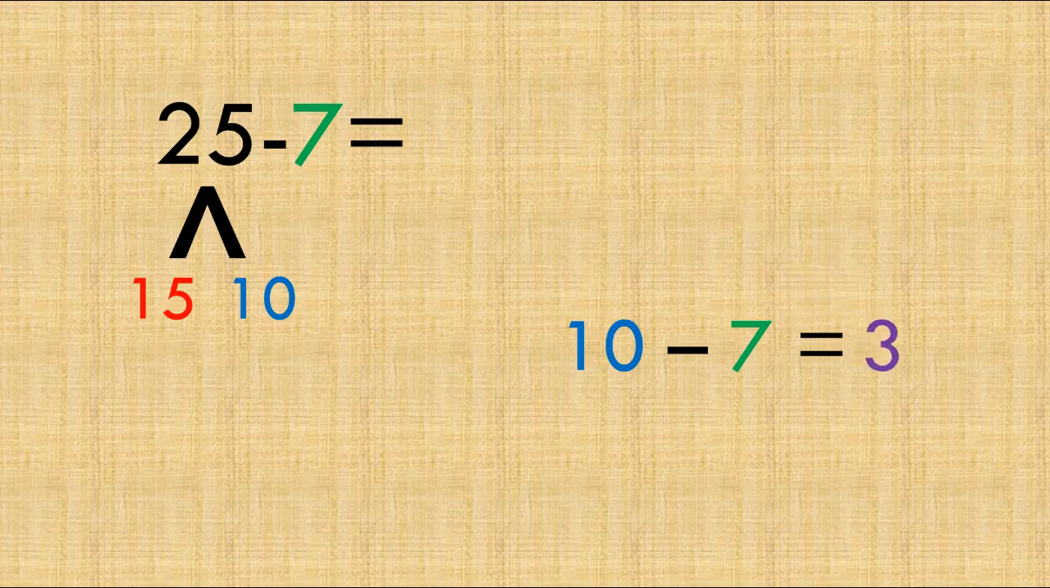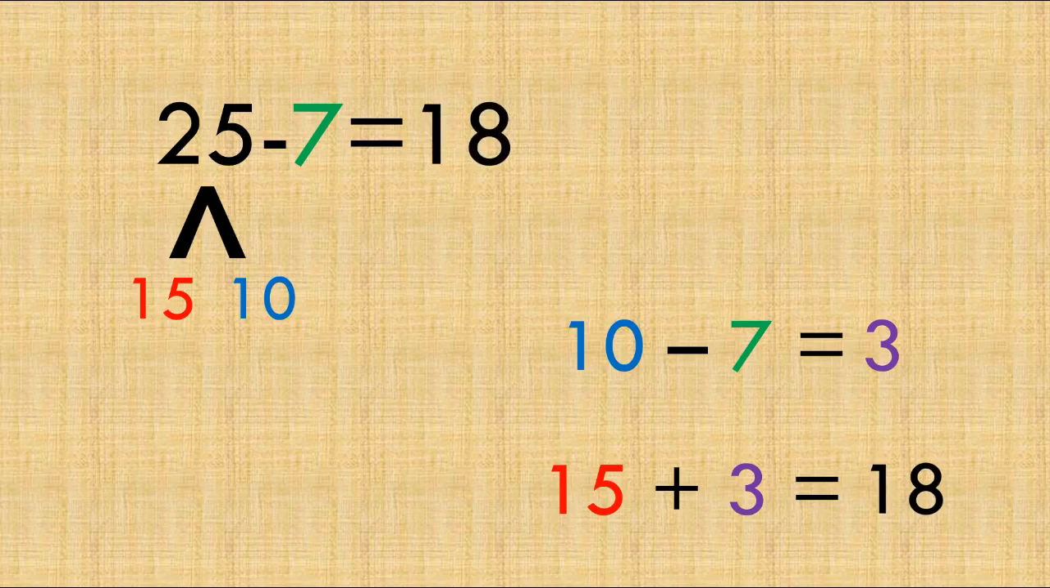If you did, excellent job. Then your next number sentence is 15 plus 3. What did you write down for 15 plus 3? Did you write 18? If you did, good job, because 25 minus 7 equals 18. If this is what your board or your desk looks like, give yourself a kiss on the brain. Good job. Okay, here's your next one. 64 minus 9. Go ahead and solve this on your own, then push pause, and then push play when you're done.